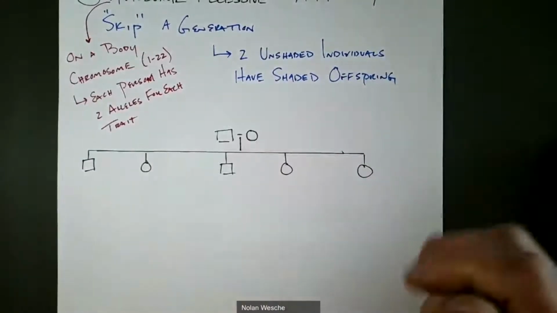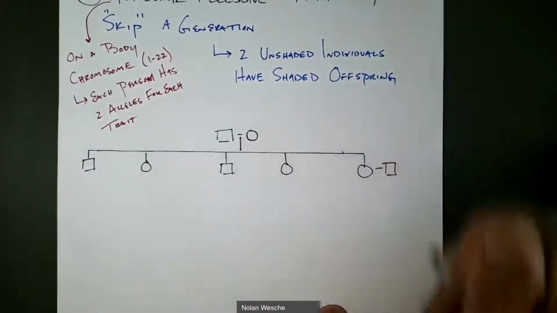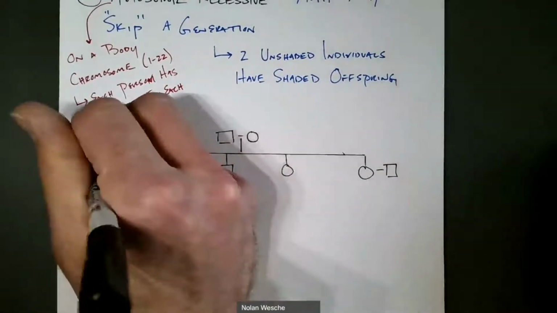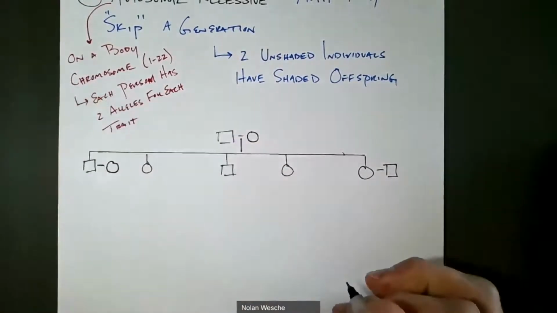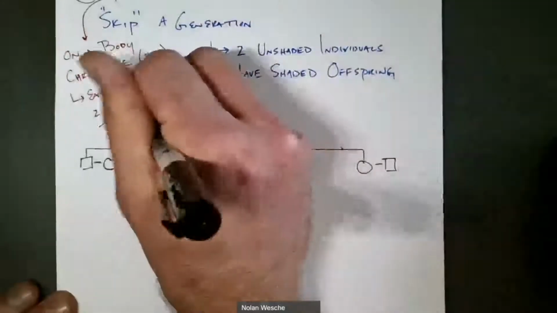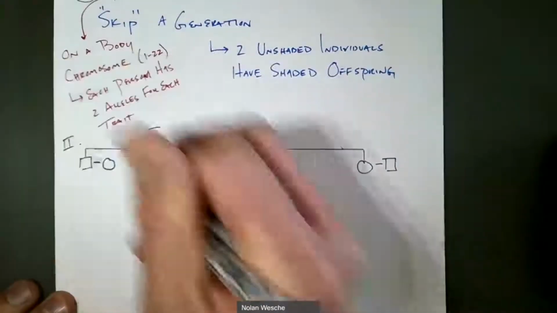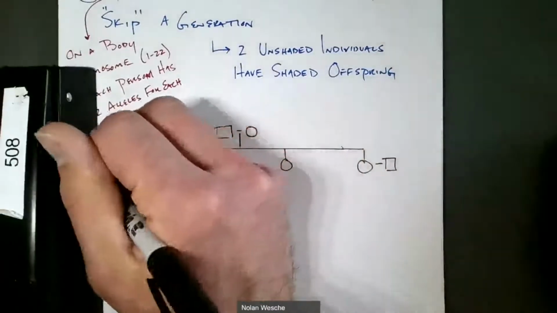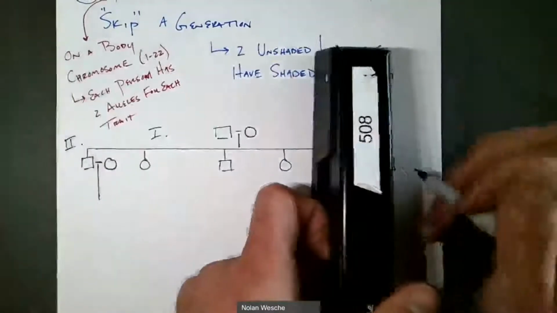And more data typically is better in terms of figuring out these patterns. So let's say she marries somebody here, and then this gentleman marries somebody here. So we have generation 1, we have generation 2, and then we'll just go to a third generation here, generation 3. I'm going to drop down.